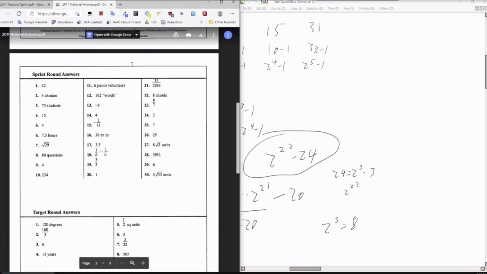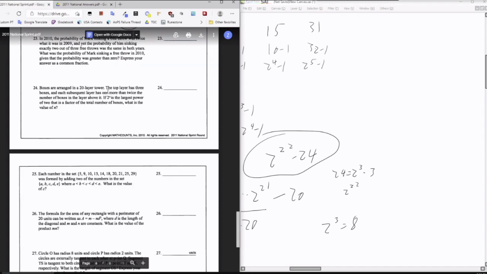And so, yep. The value of n, 2 to the power of n, so it would just be 3. Yeah, it would just be 3. Okay.